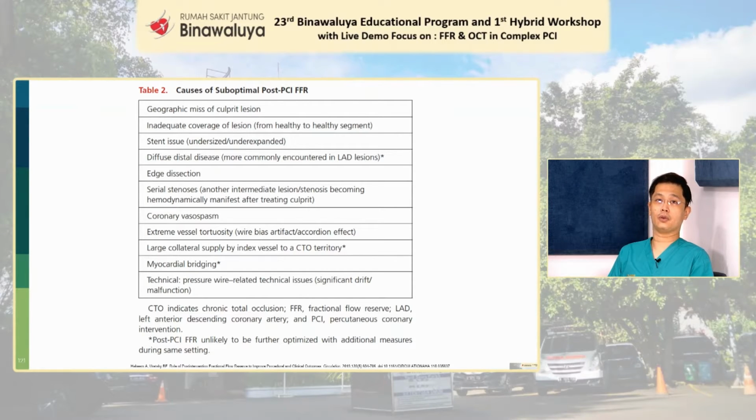So it can be a geographic miss, it can be a stent that was underexpanded. It could also be due to an edge dissection. It could be due to spasm or bridging. So all of these causes would actually have to be factored into play.